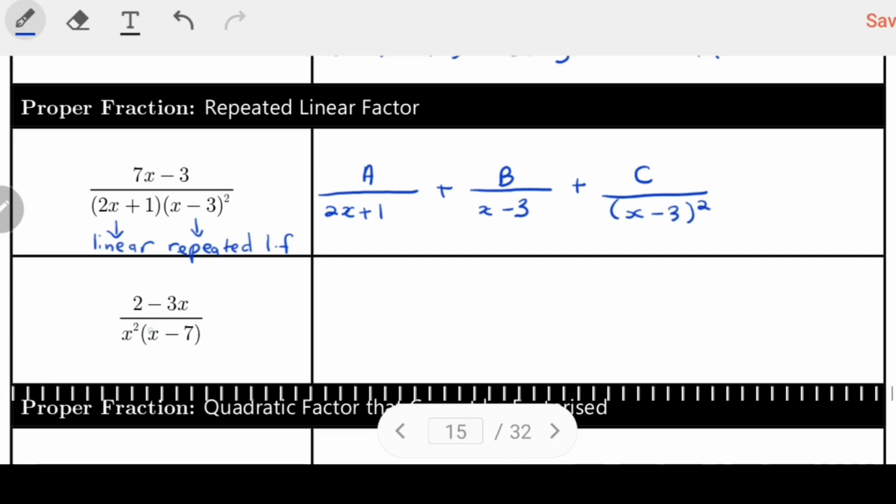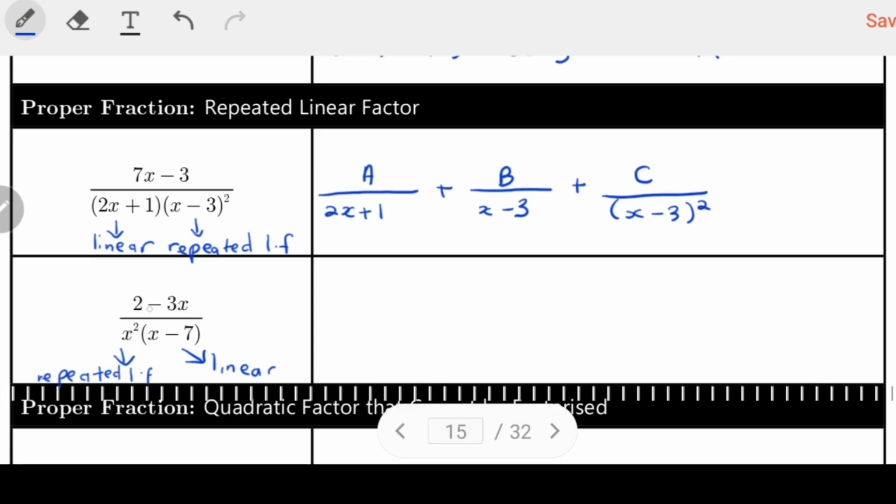Okay, if we look at the second example, we have x squared times x minus 7. So x squared is not a quadratic. It is considered to be a repeated linear factor. We repeat x twice, so this is a repeated linear factor, while x minus 7 is a linear factor.